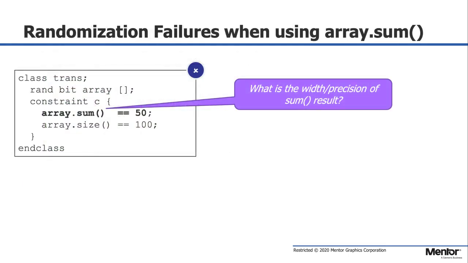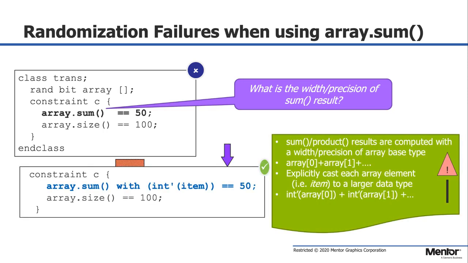Here's another case where the bit width is an issue. There is a sum method on an unpacked array, and what this does is sums all the elements of an array. In this case, we have an array of bits which are 1 bit, so the sum of 1 bits is going to be a 1-bit value, and so that's going to quickly overflow, especially if we have an array of 100 bits. We're only going to get a 1-bit result.